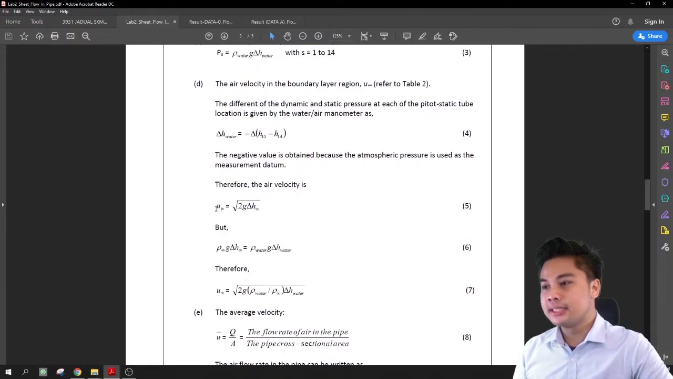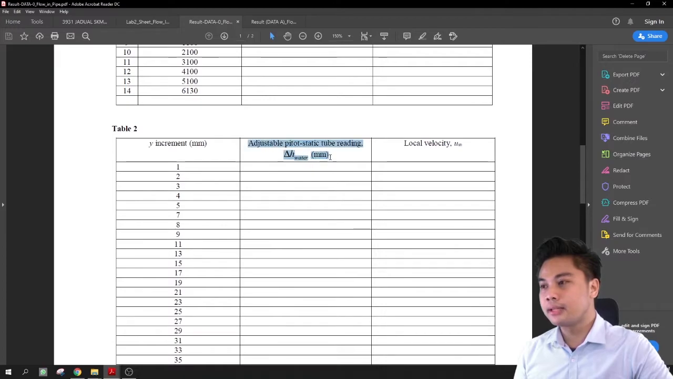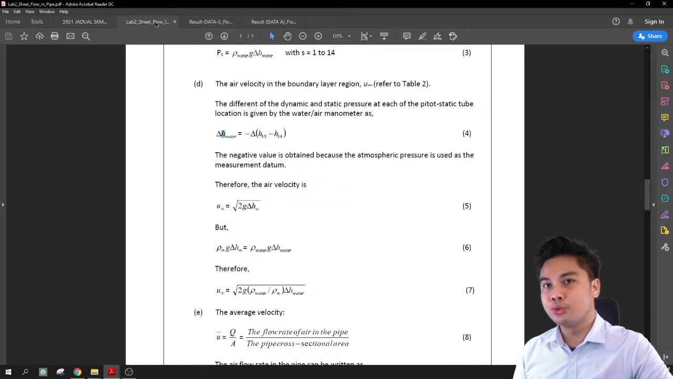The air velocity is the velocity of air equal to the square root of 2g delta H of air. However, we don't have the delta H of air. We only have the delta H of water, as you can see in the table here, Table number 2. Thus, we need to do some adjustments.